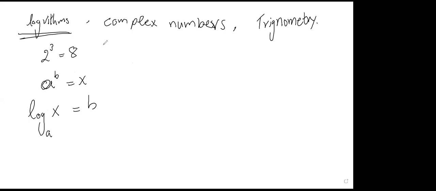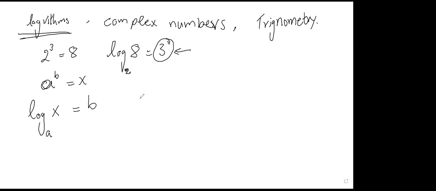For example, in this problem, 2 to the power 3 is equal to 8. So log with the base 2, of 8, log base 2 of 8 is equal to 3. This tells us what the power should be for the 2 that gives us 8. So 2 to the power 3 will give us 8. That tells us the powers, the exponents.